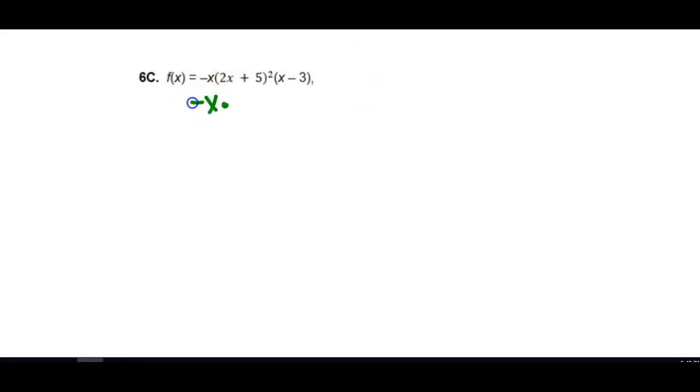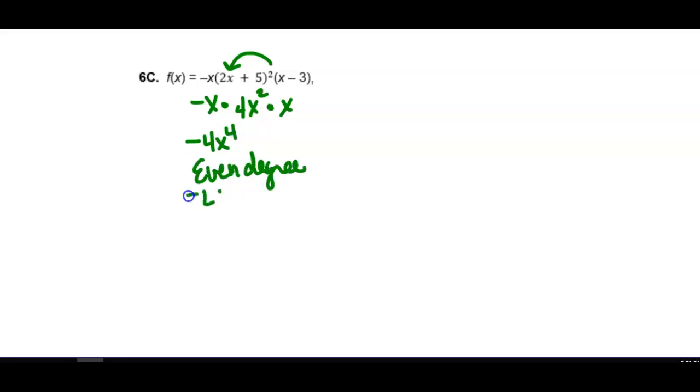So we have a negative x. If we square this, we'd get a 4x squared. I'm just looking at the leading terms now, and we have an x back here. So that would make it a negative 4x to the x, xx, and x would be x to the 4th. So even degree with a negative leading coefficient means both ends are going to be down, something like this.